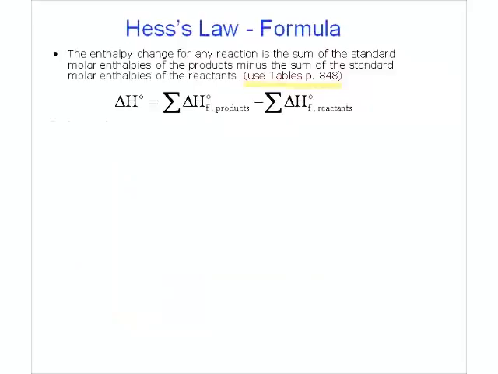So he's saying, all right, we can figure out the change in enthalpy for the overall system by simply saying it's the enthalpy of all the products minus the enthalpy of all the reactants. And that's what this symbol is saying here. This is the sum of all of the reactants, the sum of all of the products.